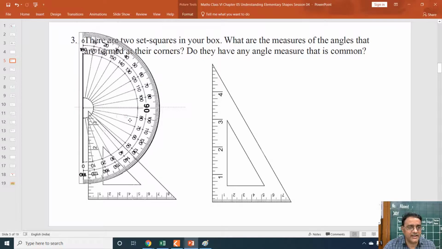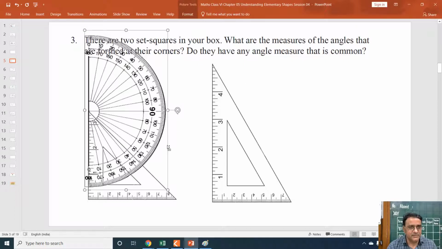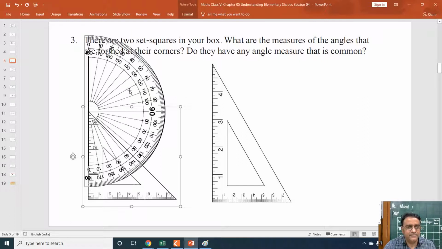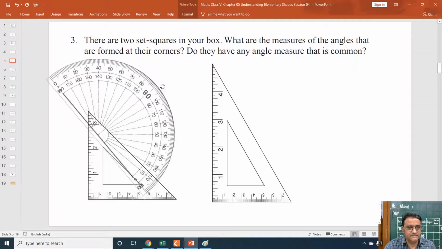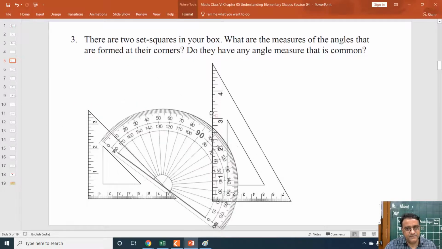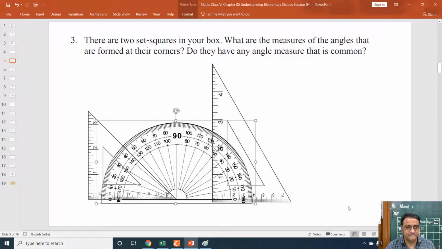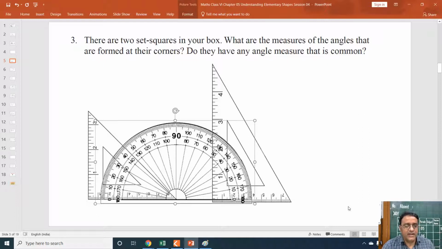Now I'm going to measure the second angle. Okay, which one is this? Just a minute. Right. So this is 45 degree. Okay, the second angle is 45 degree, and now the third angle we measure from the left side. When we measure from the left side, we have to see the upper scale. So this is also 45. Okay, so 90, 45, 45.